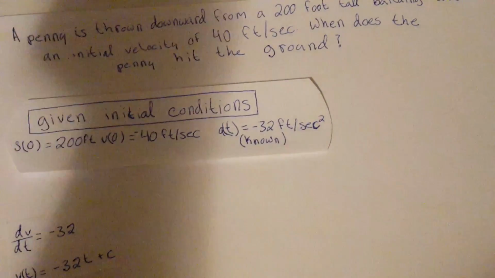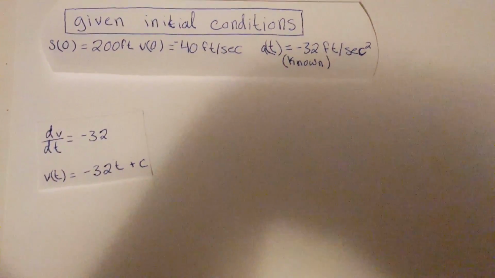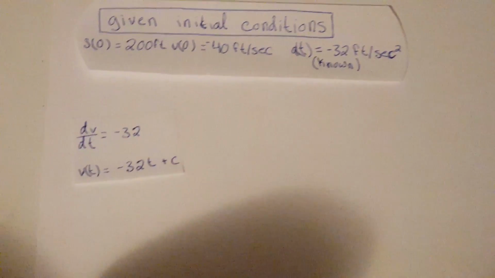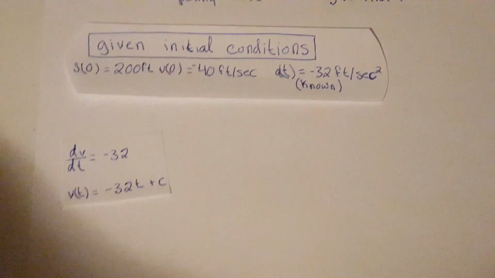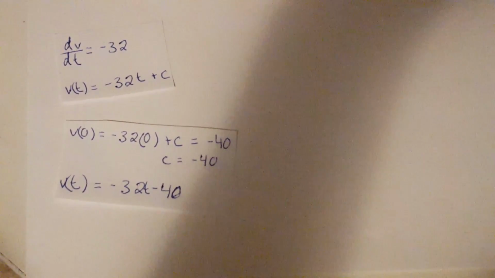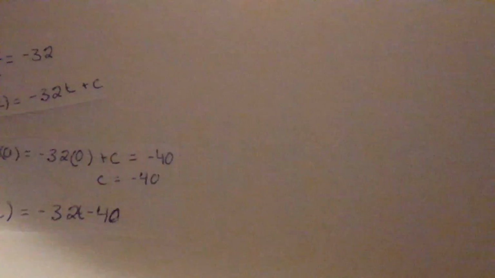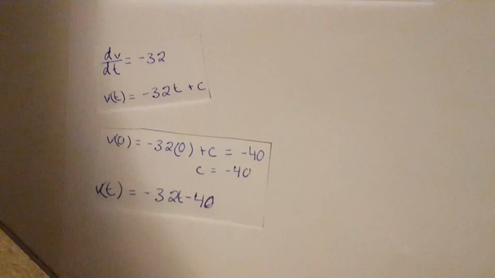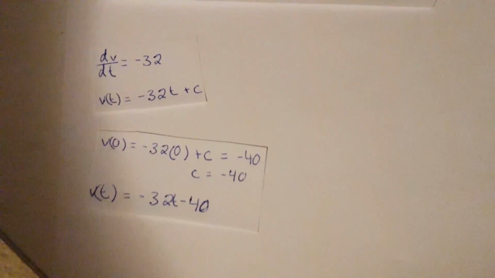So to start off with, we know that a of t, you can rewrite that as dv/dt. So that's equal to negative 32, and then we integrate that, which gives us negative 32t plus c. And then you plug in the initial condition, which ends up giving you v of t equals negative 32t minus 40. And then we know that v of t is another way of saying ds/dt.